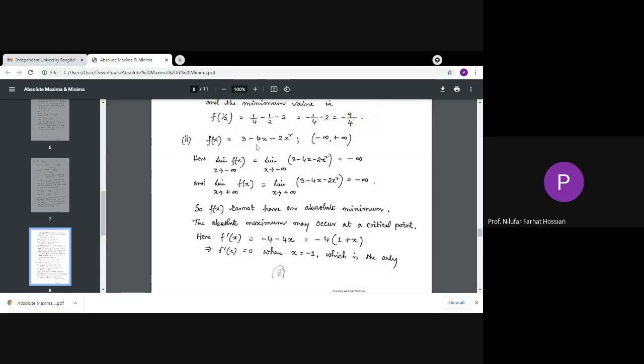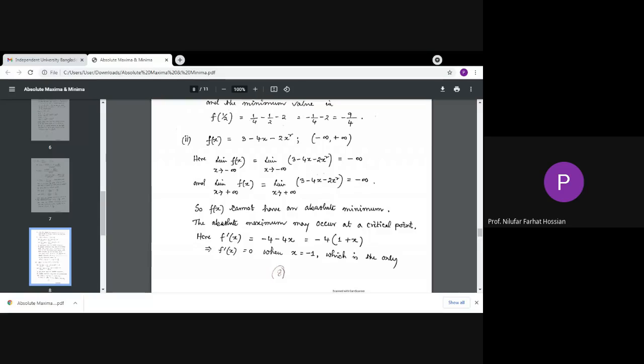So you have to take the derivative. What will be the derivative? It will be minus 4 minus 4x. You take minus 4 common, it will be 1 plus x, and for critical points f prime x equal to 0 or f prime x undefined. Here f prime x equal to 0 when x equal to minus 1. So this is a critical point, and this will be the only critical point because f prime x exists everywhere for all values of x.